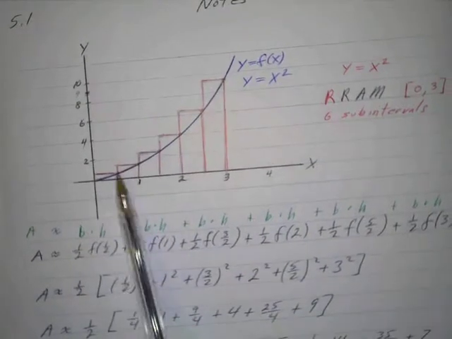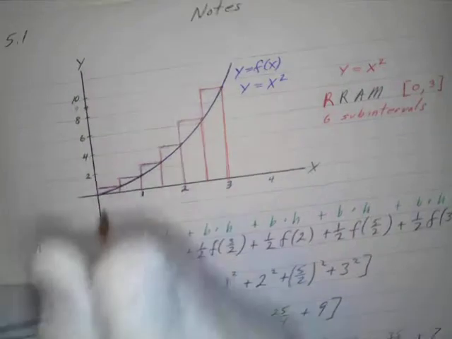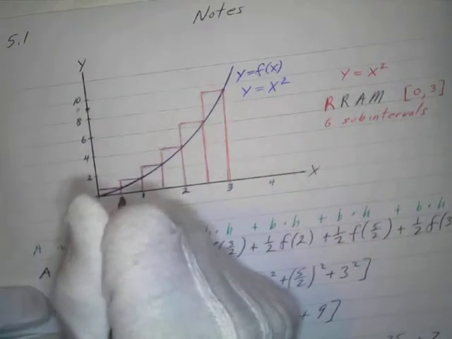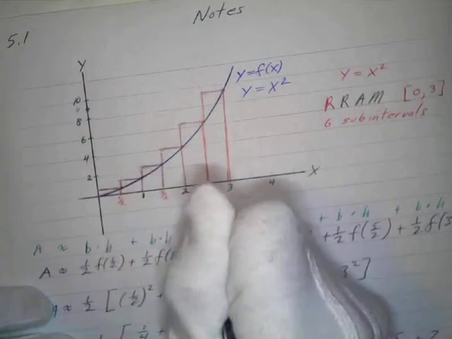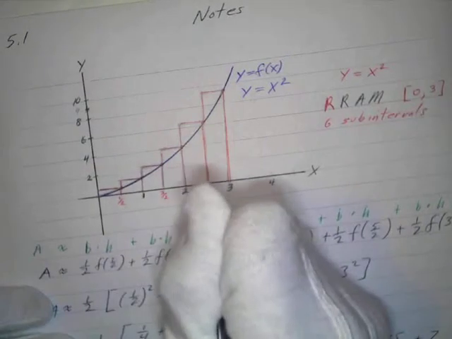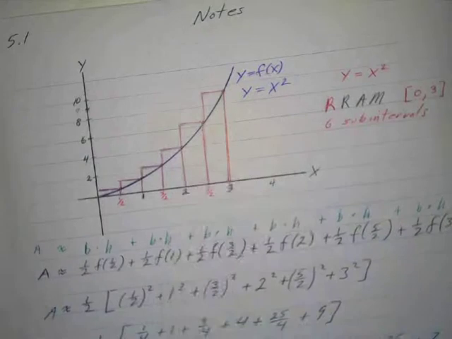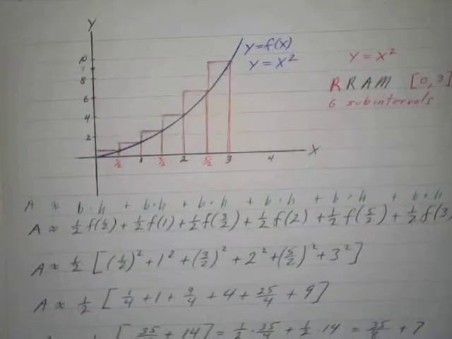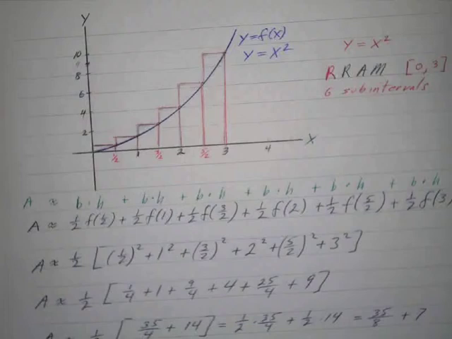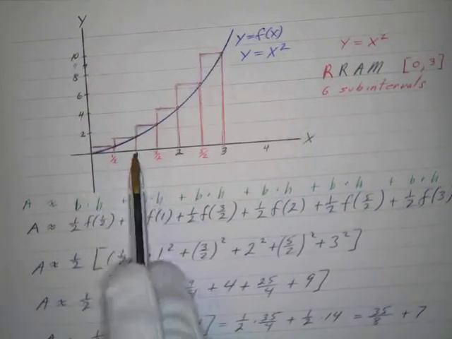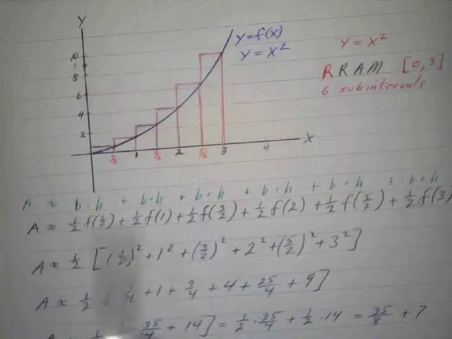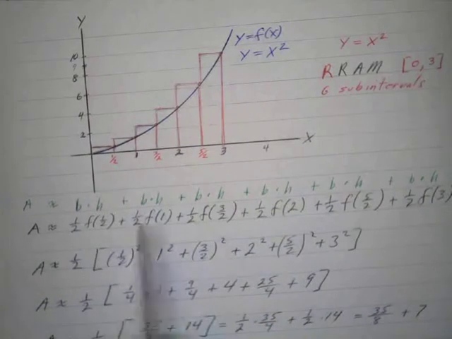And now we're going to use the right endpoints. Let me write these in here. This is going to be 1/2, 1, 3 halves, 2, 5 halves, and 3. So these would be the right endpoints. We're going to use all the right endpoints now. Again, 6 subintervals. So each of these subintervals will be of length 1/2, which would be the base of my rectangles.